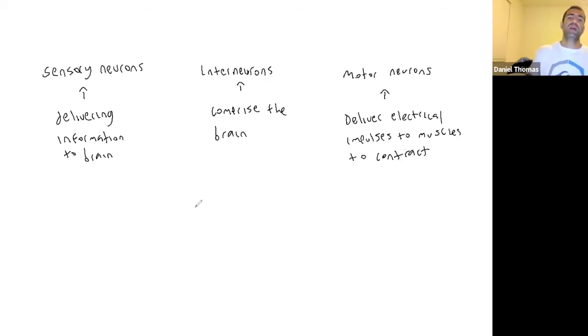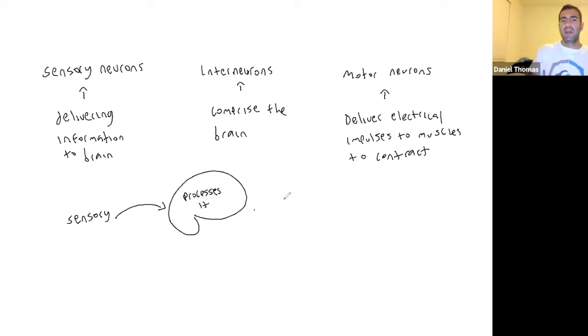So basically how it works is that this is the brain, and as I said, we'll be talking about this later on. You have sensory neurons. They deliver information to the brain, the brain processes it, then gives an action through a motor neuron to move some kind of muscle, either voluntarily or involuntarily.